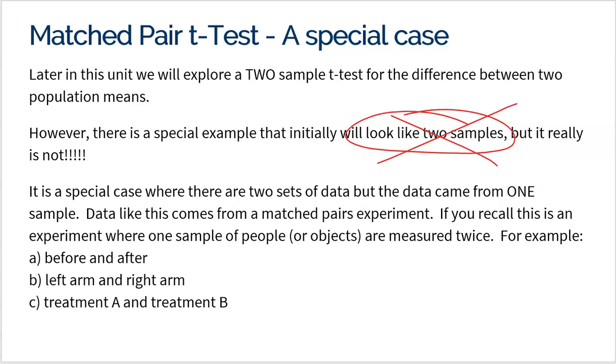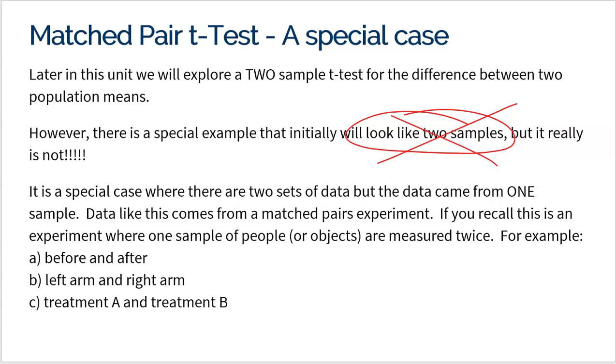So maybe you measure them before they take a pill and then you measure them after they take a pill. So you only have one sample of people, but you have two measurements from them. And what matters most is not what happened before or what happened after. It's the difference between that one person's before and after.